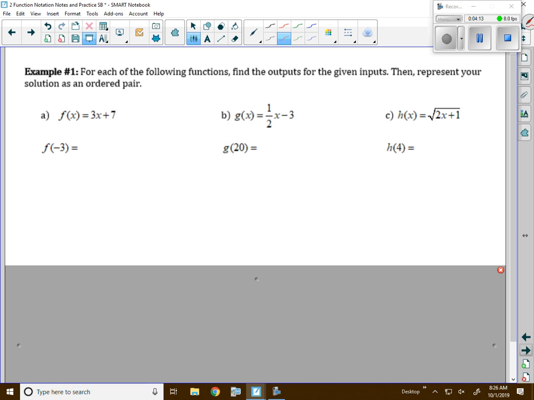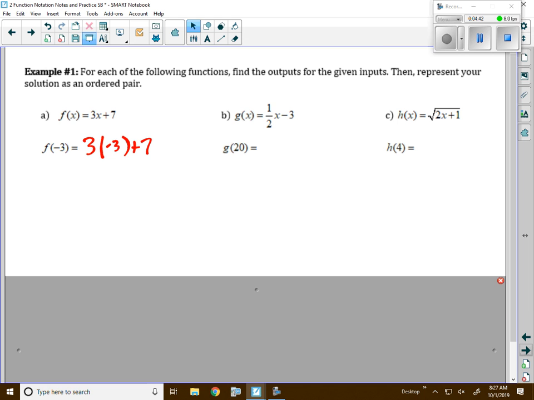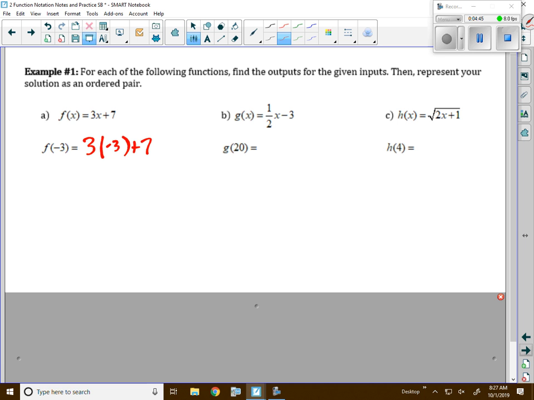Okay, so example number 1. For each of the following functions, find the output when you're given the input. So here we have f of x equals 3x plus 7. Find f of -3. What am I going to do with that -3? Plug in -3 where you have x. So you're literally just replacing x with -3. 3 times -3 is -9, plus 7, -2. So f of -3 equals -2.